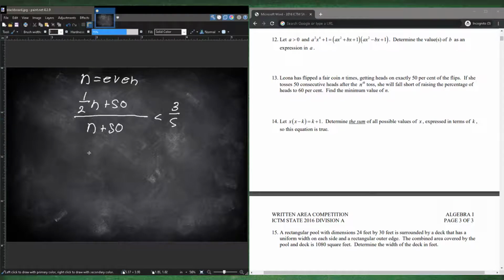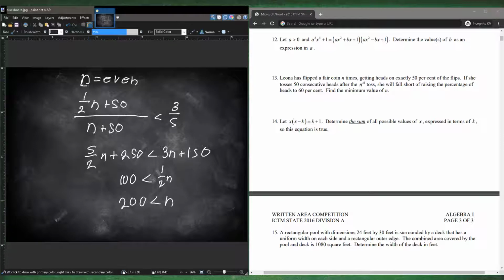So cross multiplying, 5 times (1/2 n plus 50), which is 5 over 2 n plus 250, is less than 3n plus 150. So 3n minus 5 over 2 n is 1/2 n. And then 250 minus 150 is 100. So then multiply by 2, 200. So n is greater than 200. Since n has to be even, remember, that means n has to be 202. That's the smallest possible even.